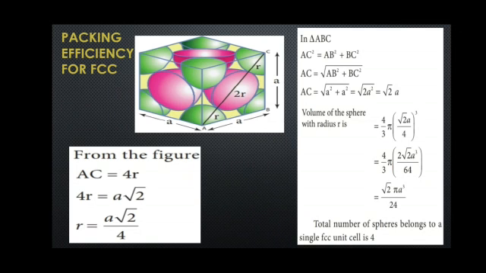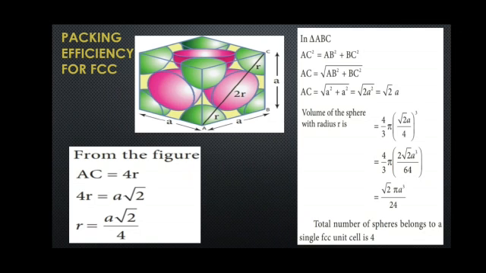Then again they are defining AC. See below that diagram, from the figure we already know that AC has R plus 2R plus R, so altogether AC is equal to 4R. We already calculated AC according to the Pythagoras theorem, that is square root of 2 into a. Equating these two AC values, 4R equals root 2 a, we get R equal to a root 2 divided by 4.